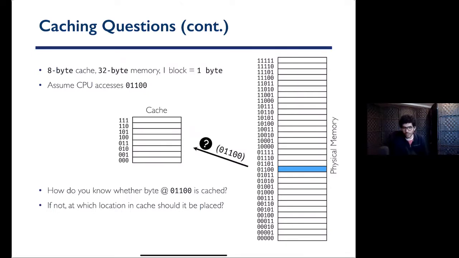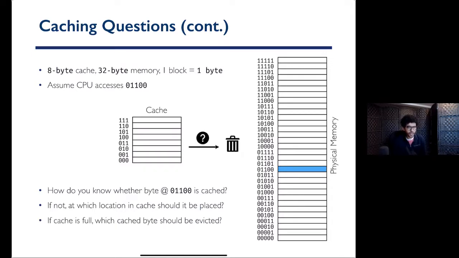Now, these two questions are related, obviously, because wherever you put data is where you should be looking for it. So we'll see that these two questions are very related. If we have an answer for one, we have an answer for the other one.